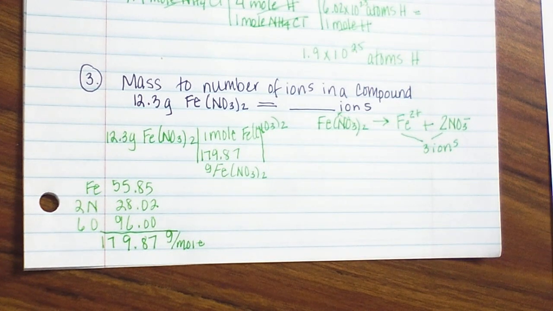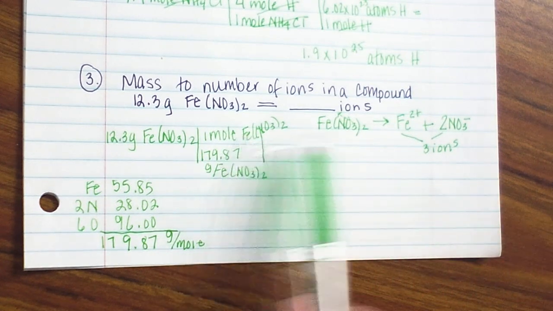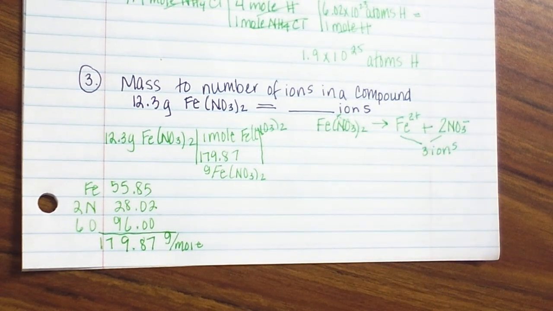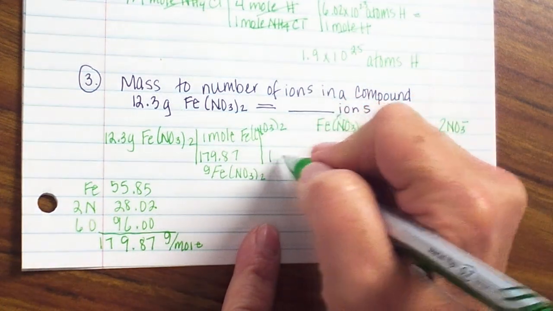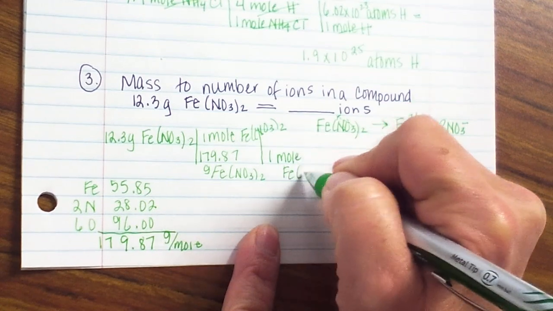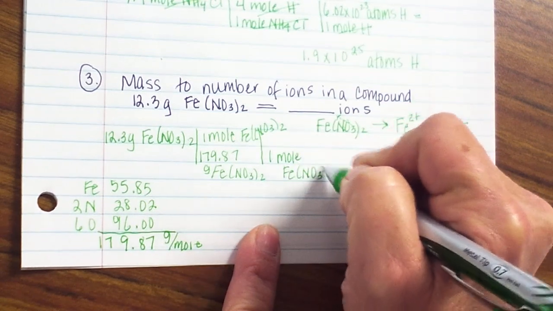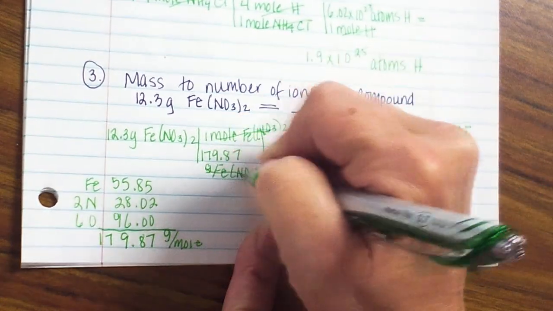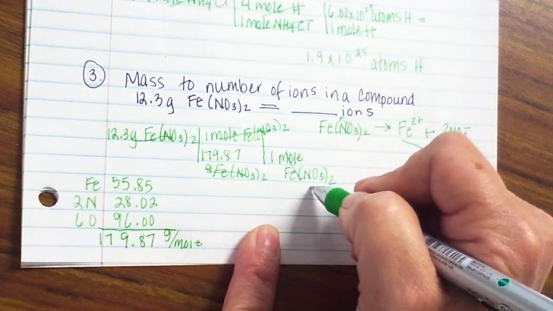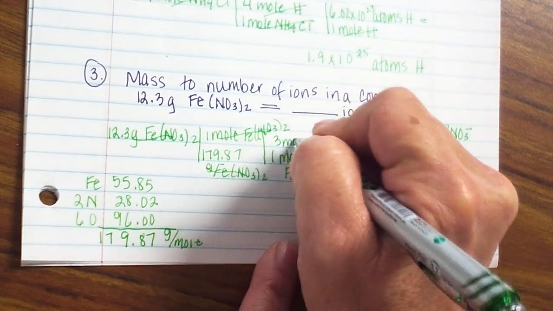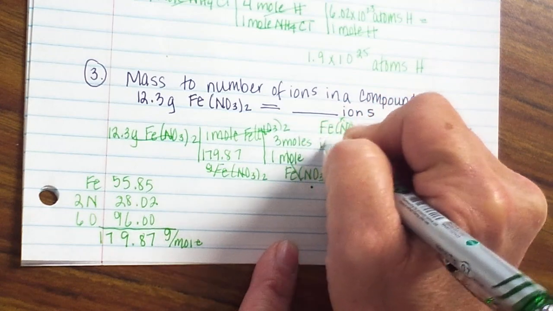How do I know that? Because I have 1 mole of iron and 2 moles of nitrates for every 1 mole of iron 2 nitrate. So for every 1 mole of iron 2 nitrate, and the reason I'm being so clear here is because then I can cancel this out. So I want to be really clear. I have 3 moles of ions.